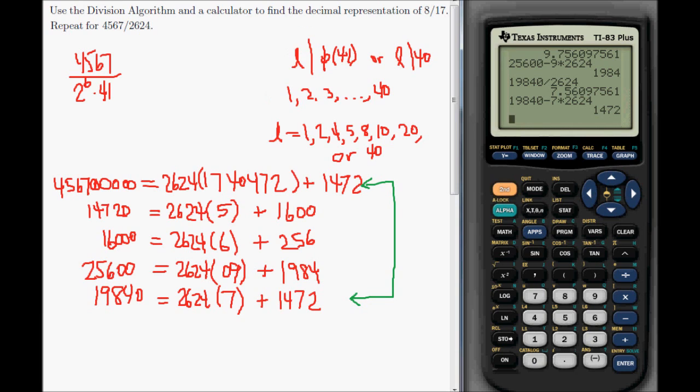Okay, so therefore we are now in position to write down the decimal expansion that 4,567 divided by 2,624 equals, let's start writing this out, 1740472. Now I multiplied this first step by 1,000,000, so I need to go over 6 decimal places. 1, 2, 3, 4, 5, 6. So the decimal point goes right there. And then the digits that repeat will be 56097.